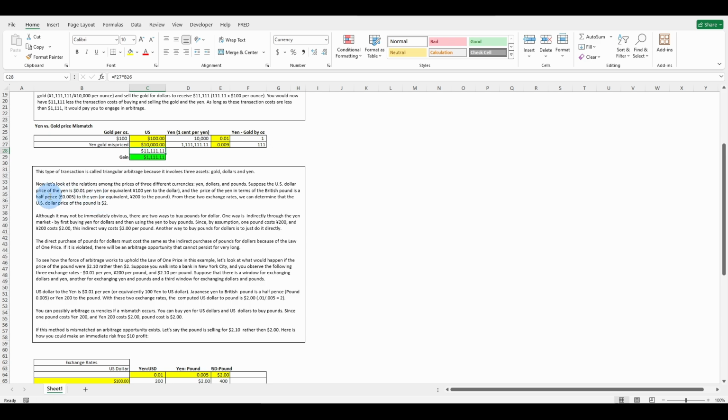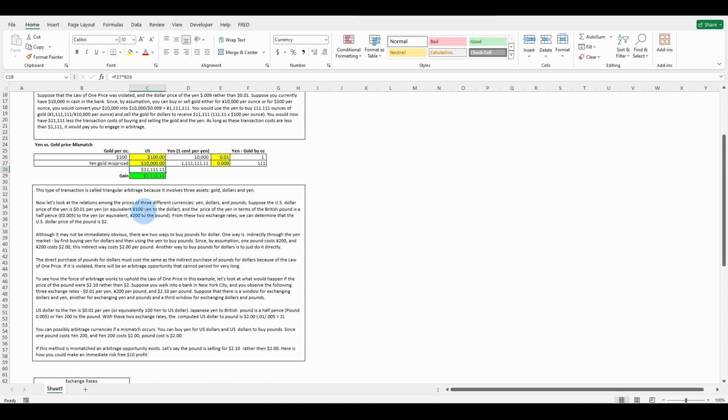Now, let's look at the relations among the price of three different currencies: yen, dollar, and pounds. Suppose the US dollar price of the yen, again, is 0.01 per yen, or equivalently 100 yen to the dollar. What does that mean? You take your dollar to Japan and you need yen. You transfer your dollar over to yen. So you give them that $1, and they're going to give you 100 yen. I haven't been to Japan, I've been to a lot of other places, but I'm sure 100 yen is just their equivalent of $1.